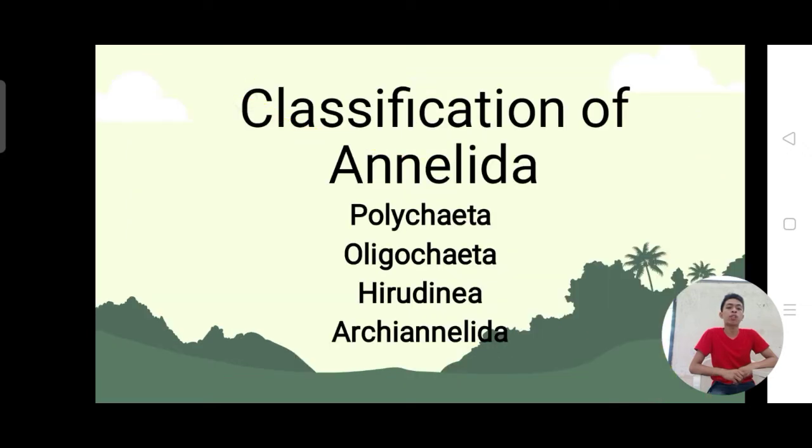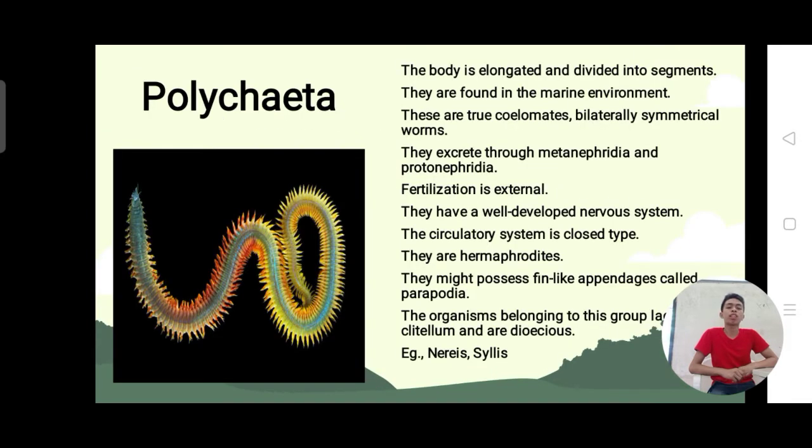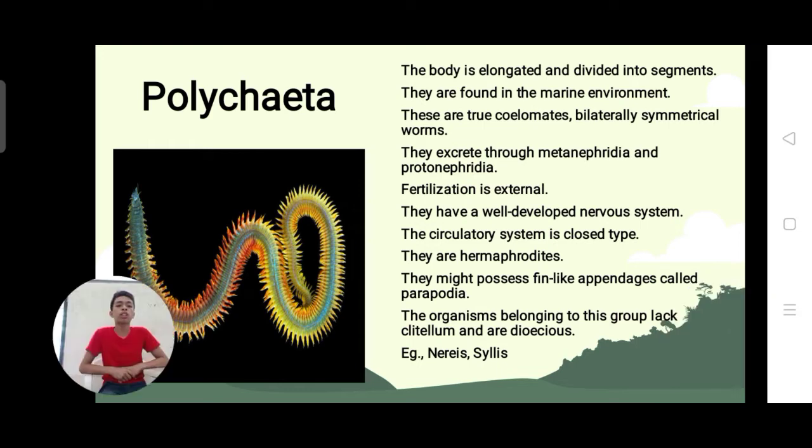So there are 4 classifications of Annelida. These are the Polychaeta, Oligochaeta, Hirudinea, and Archiannelida. So Polychaeta: the body is elongated and divided into segments. They are found in marine environments. These are true coelomate, bilaterally symmetrical worms. They have a well-developed nervous system, and their circulatory system is closed type. They are hermaphrodites and they have fin-like appendages called parapodia. The organisms belonging to this group lack a clitellum.